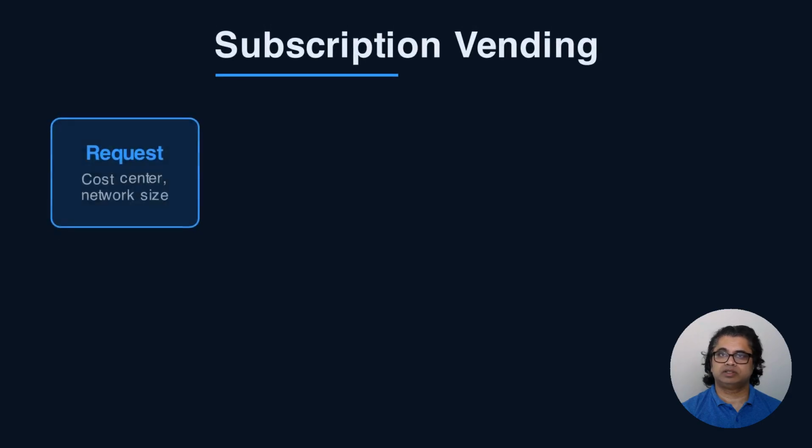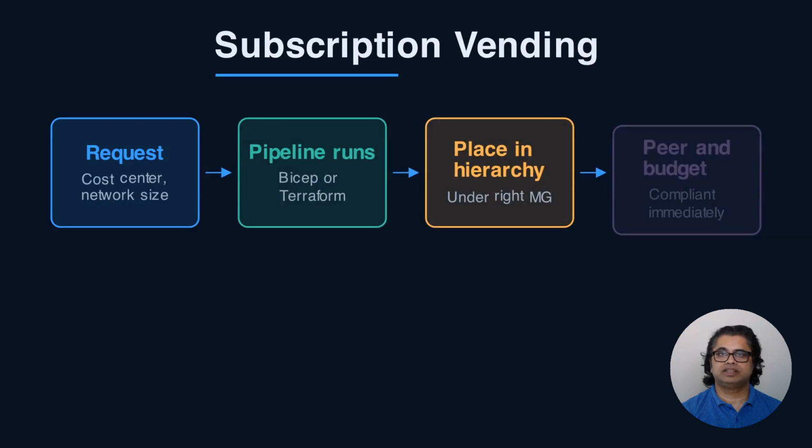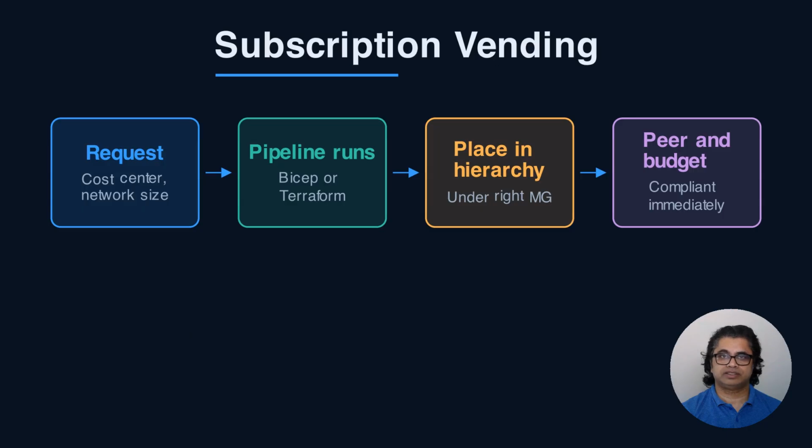How does a new team actually get a landing zone? Through subscription vending, a repeatable automated pipeline rather than a ticket and a human clicking around. A team submits a request with parameters: cost center, network size, environment. Your pipeline, typically Bicep or Terraform, using the official Azure Landing Zones modules, creates the subscription, places it under the right management group, assigns budgets, configures the spoke network, and peers it to the hub. Because policy already lives on the management group, the new subscription is compliant the moment it exists. This is what lets a platform team support hundreds of subscriptions without becoming a bottleneck.